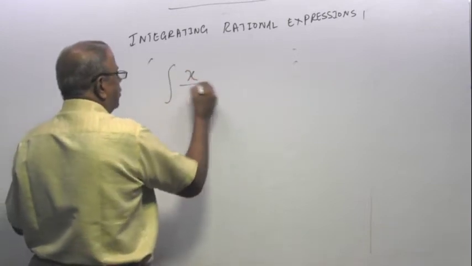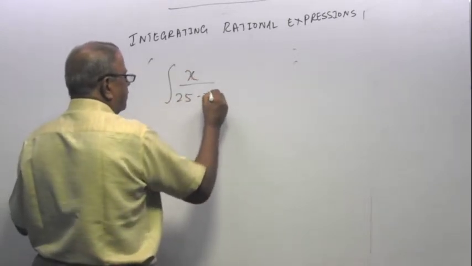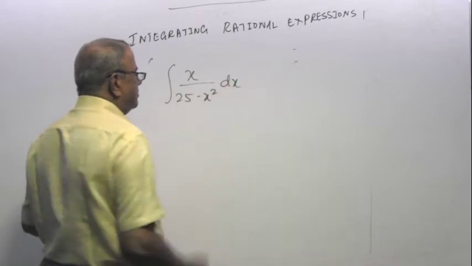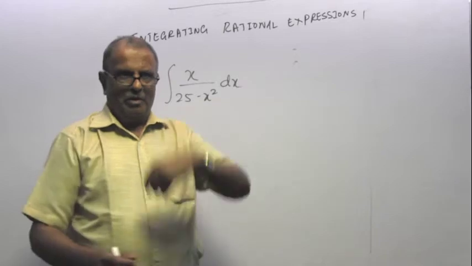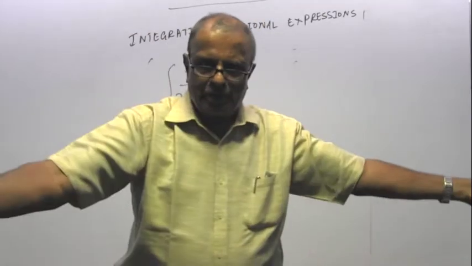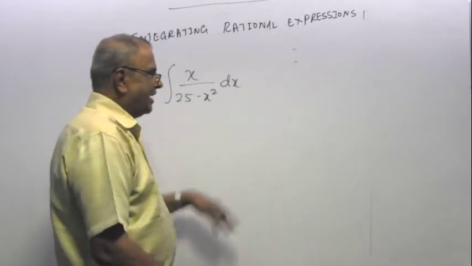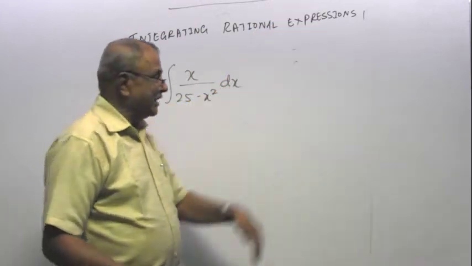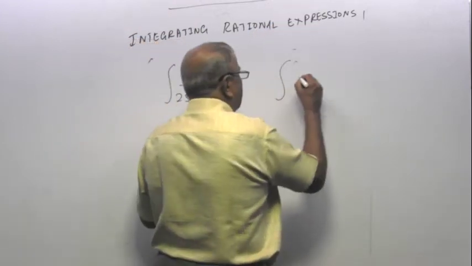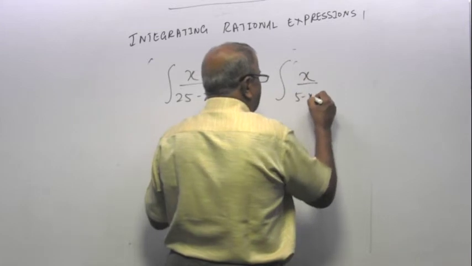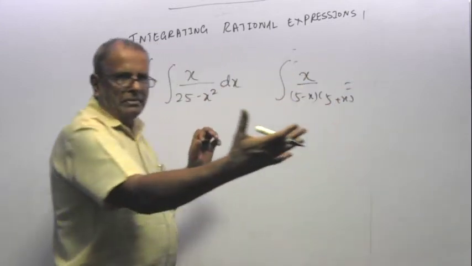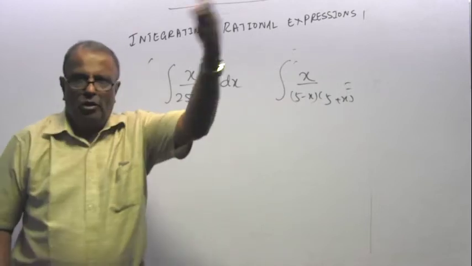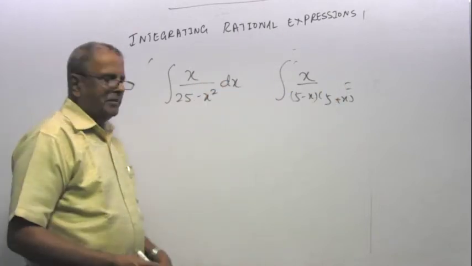Integral x over 25 minus x squared dx. So obviously, the power of numerator is 1, power of denominator is 2. I can factorize it. We have just done partial fractions, so I can see some people taking a pen and paper and saying like this: A over 5 minus x plus, excuse me, b over 5 plus x, blah, blah, blah.